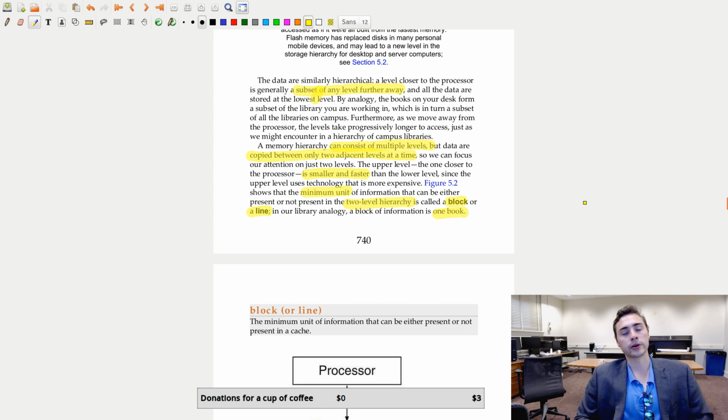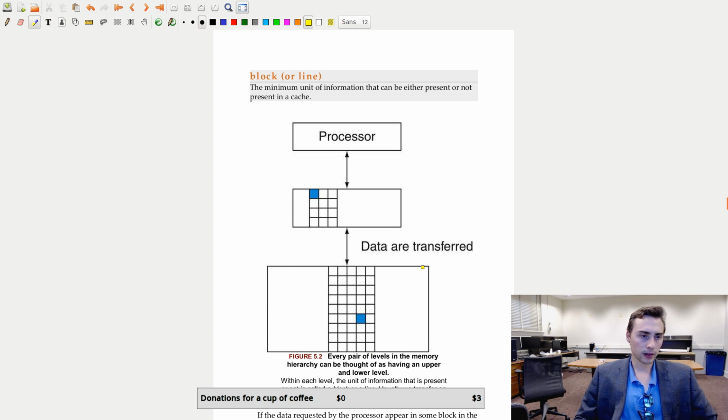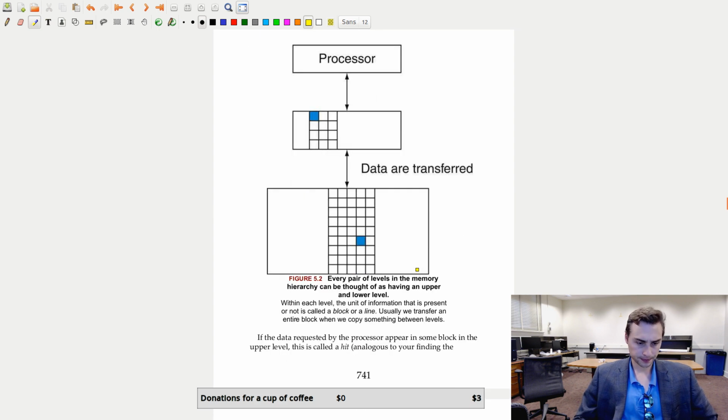If we're in a library and books are the data we're talking about, we can't just go to the shelf, tear out a page of the book, and bring it to the table we're working at. We have to either take the book or put the book back. We can't take a page from the book and put the page back. So there is a minimum granularity that we can work with. Things like the block size or the cache line size can vary between processors.